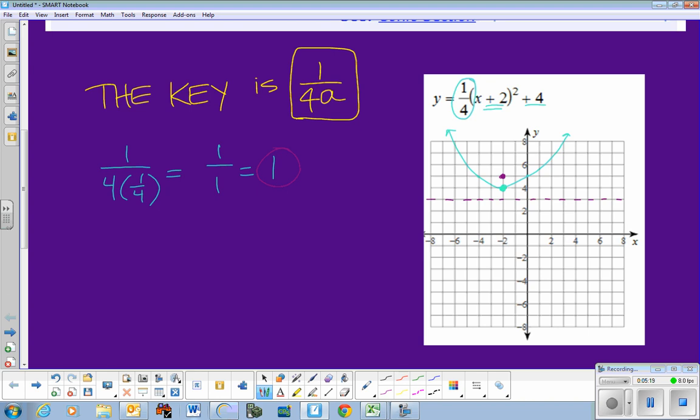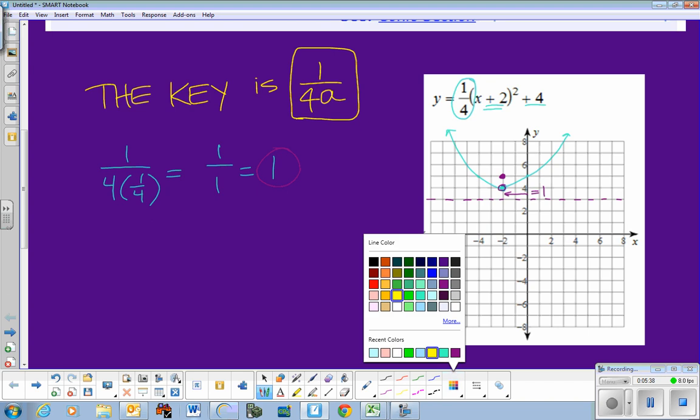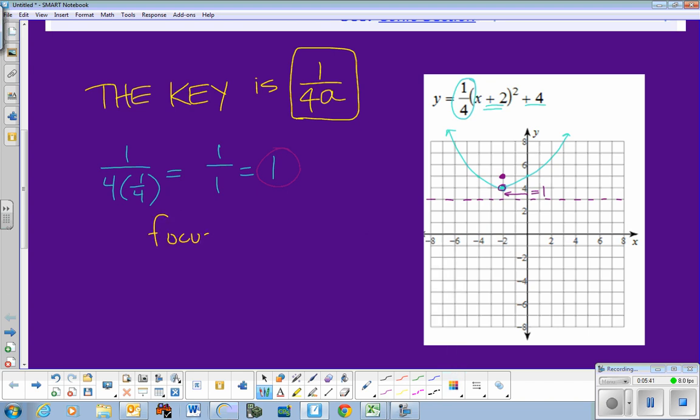All right, that distance right there is 1 because 1 over 4a equals 1. So knowing where my vertex is and knowing that that distance is 1, I've answered my question. What are the equation of the directrix and the coordinates of the focus? My focus, the point kind of in the middle of the curve, is at -2, 5. All right, my vertex was -2, 4. I went up 1 from that to get -2, 5.